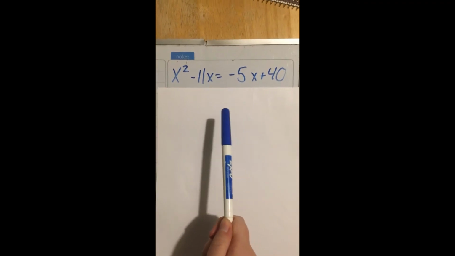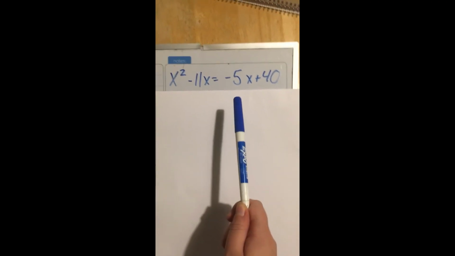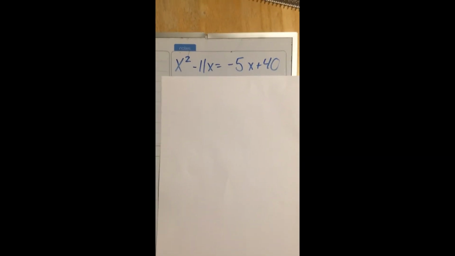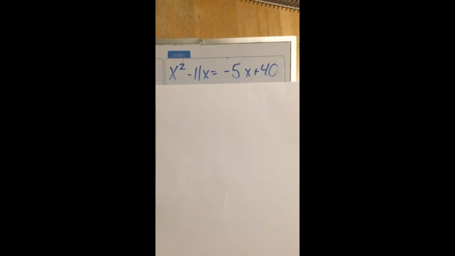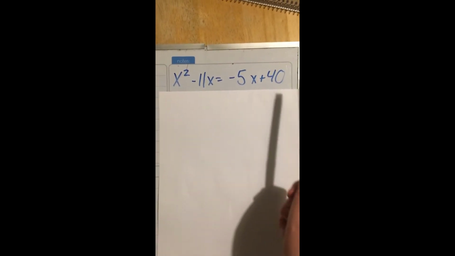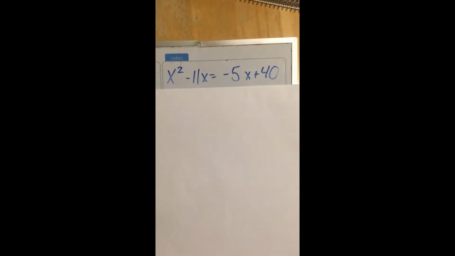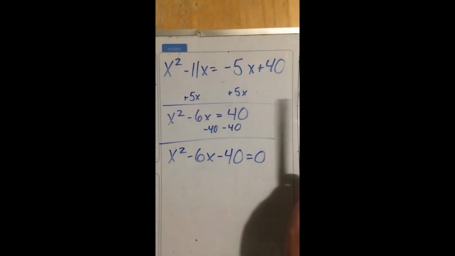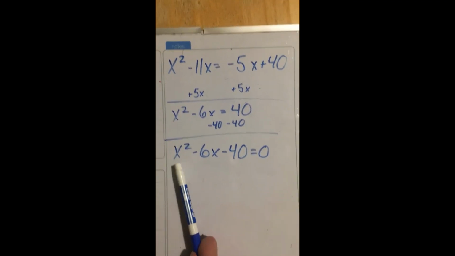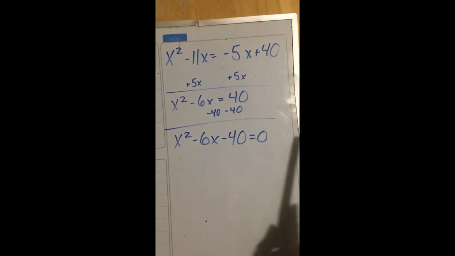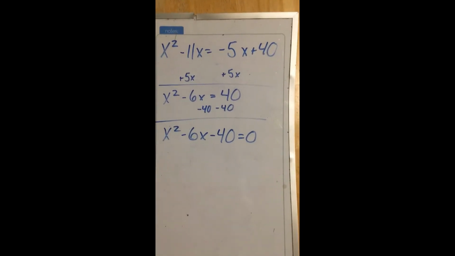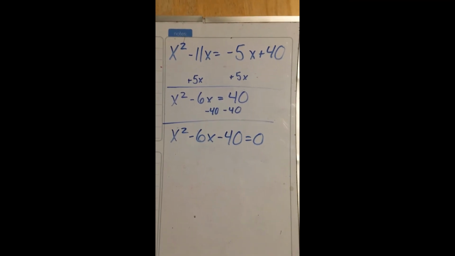So if we have a problem like this, x squared minus 11x equals negative 5x plus 40, first thing we have to do is write it in standard form. That means that we're going to add 5x to this side and also going to subtract 40. So if we do plus 5x, we're left with that, minus 40. We're left with x squared minus 6x minus 40 equals 0. The equal 0 is going to be important because we are solving this. We are going to try and find out what x is.